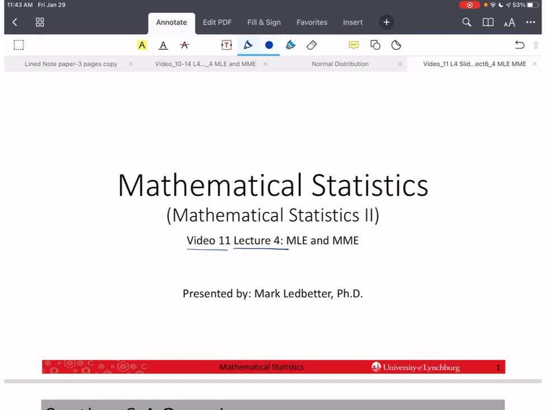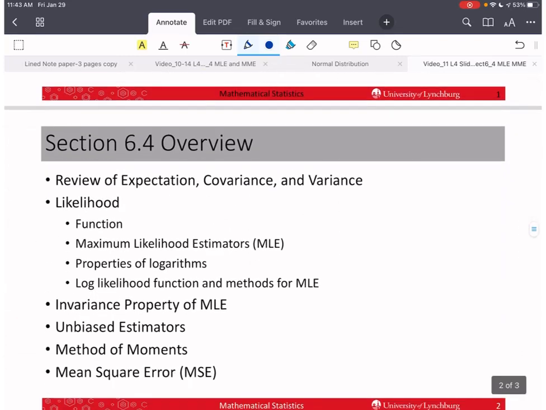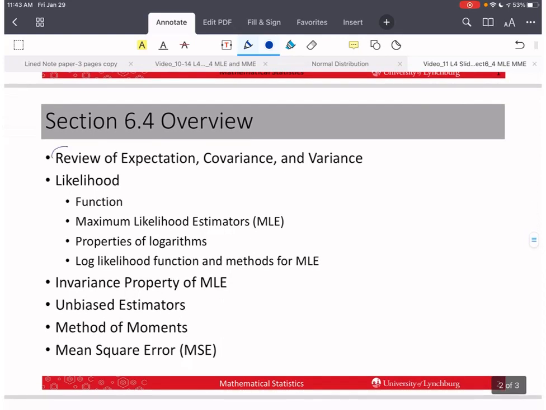And we are continuing our discussion about maximum likelihood estimators and then method of moments estimators, which we won't get to in this particular video. So last time we reviewed the properties of expectation, covariance, and variance. This time we're going to get into something called the likelihood function. We're going to talk about maximum likelihood estimators and maybe even get to the properties of logarithms, but we'll have to see. All right, so let's get started.